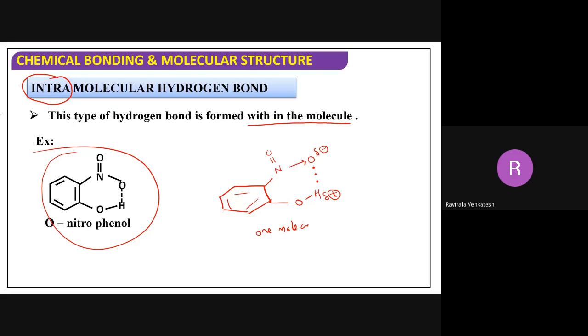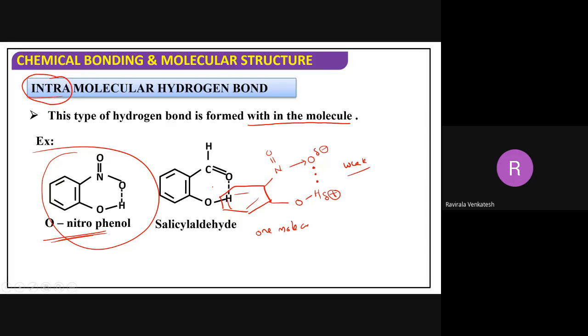This is called an intra hydrogen bond. But this is weak. Why weak? Because this is forming within the molecule, so there are no forces between the molecules. When forces operate between molecules, it will be strong. Within the molecule, nothing extra happens. So orthonitrophenol will exhibit intramolecular hydrogen bonding, isn't it?